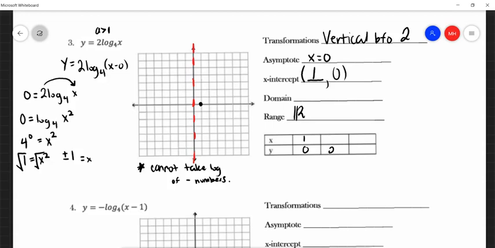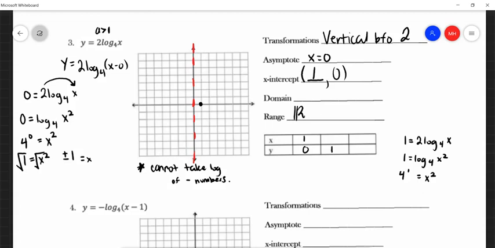Let's say I pick 1 to plug in next, just kind of figure out where I'm going. So this time when y is 1, I have 1 equals 2 times log base 4 of x. Well, I know this is going to turn into 1 equals log base 4 of x squared. You can rewrite 4 to the 1 equals x squared.